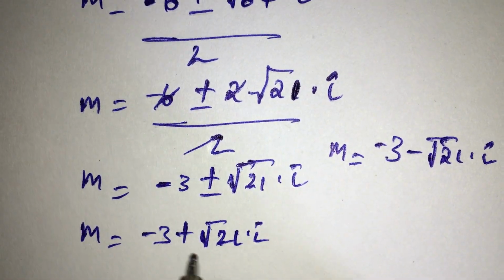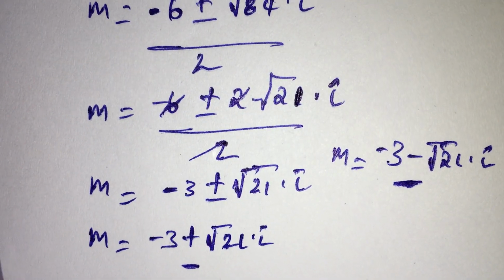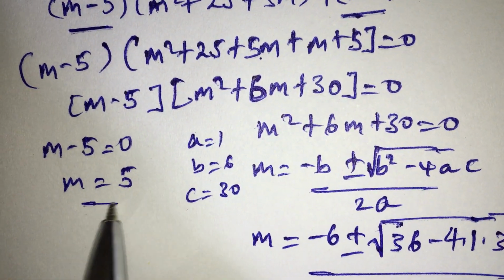We have two complex solutions, but the real solution, the real root of the equation, is m equal to 5.